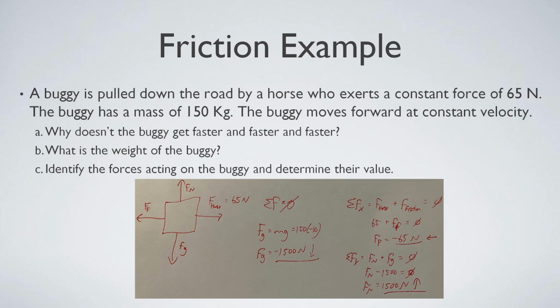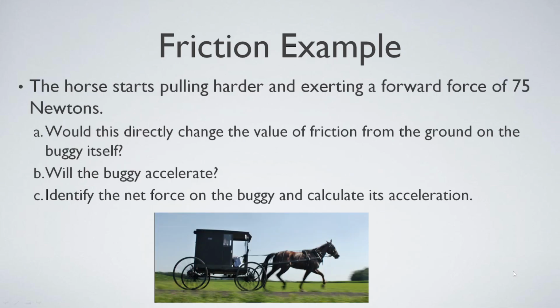And now let's, kind of like how we changed the crate from being equilibrium to not, do the same thing here. We're going to end the equilibrium state on this buggy. The horse is now going to begin pulling harder and is exerting a forward force of 75 newtons. So the horse is now pulling harder forwards.